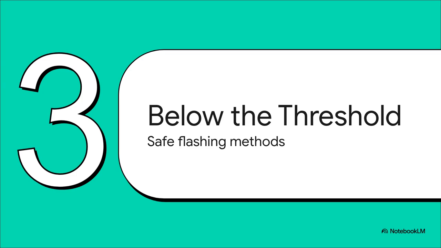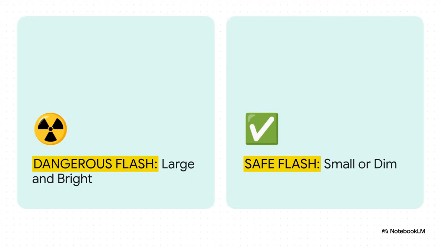But wait, what if some kind of flashing is a necessary part of your content, like in an action scene in a video, or maybe a cool data visualization? Does that mean you just can't do it? Not necessarily. There are ways to stay below the safety threshold, even if you flash more than 3 times a second. So how can a fast flash be safe? Well, it really just comes down to 2 things: size and brightness. A big, bright flash is what's dangerous.